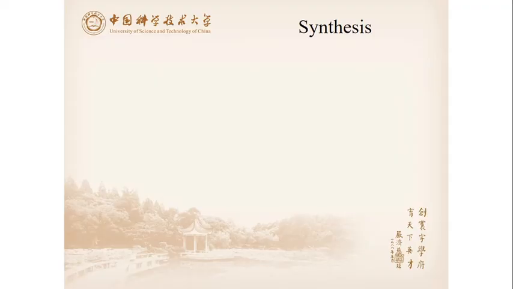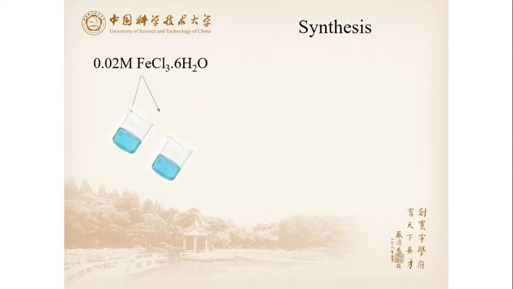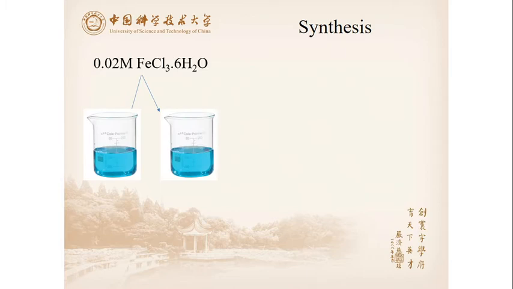For the synthesis of iron oxide nanoparticle, first of all, we need to prepare the precursor solution. The first precursor we are dealing with is 0.02 molar iron chloride hexahydrate. We need to prepare this precursor in two separate beakers containing 60 ml DI water. And our another precursor is 0.1 molar sodium hydroxide. We need to prepare this precursor separately.